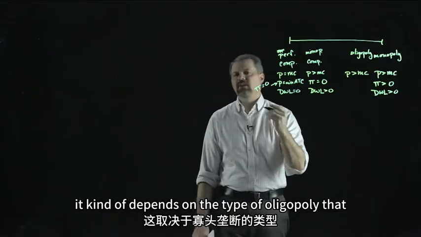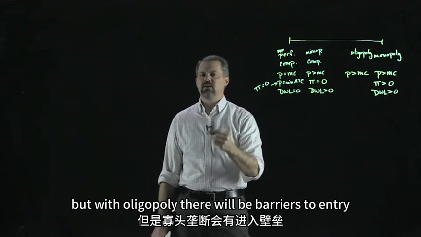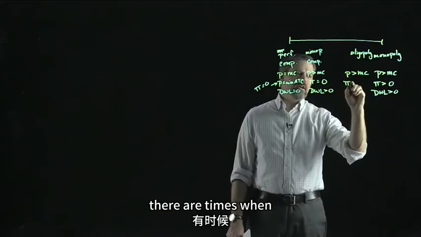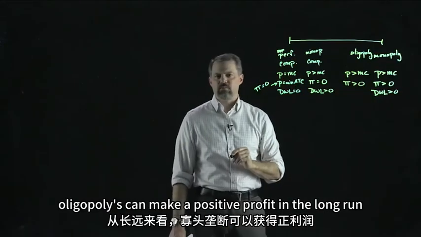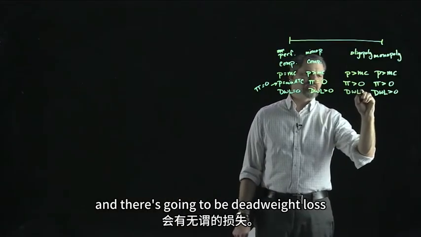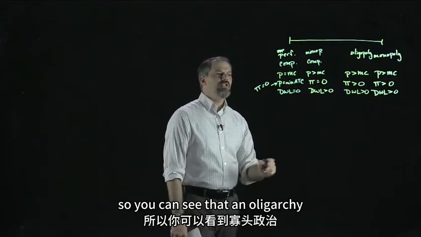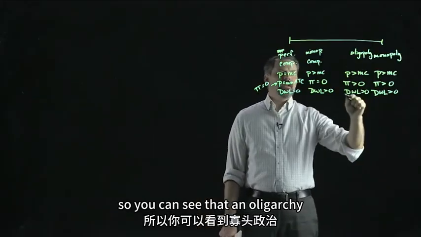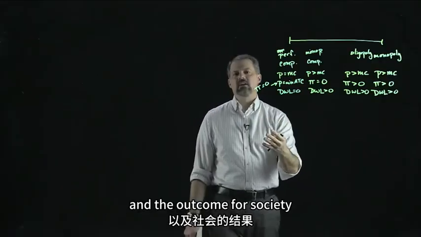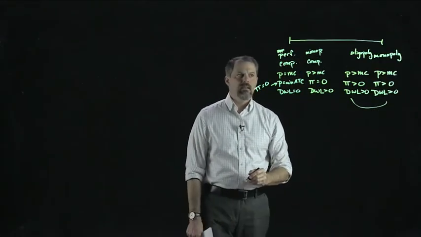Oftentimes, it depends on the type of oligopoly that we're talking about, but with oligopoly there will be barriers to entry, and what we'll see is that there are times when oligopolies can make a positive profit in the long run, and there's going to be deadweight loss that's greater than zero with an oligopoly. So you can see that an oligopoly, in terms of the outcome for consumers and the outcome for society, looks very similar to what we see with a monopoly.